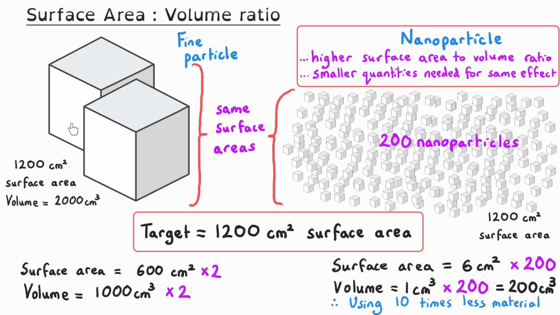Those 2 larger cubes have the same surface area as 200 smaller cubes. And so we have the same surface area, which is likely to give us the same effect, but we're using a much smaller quantity of material. On this occasion, 10 times less. Nanoparticles have many different applications.